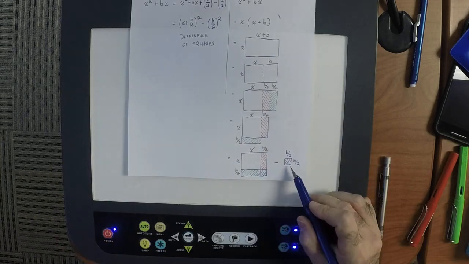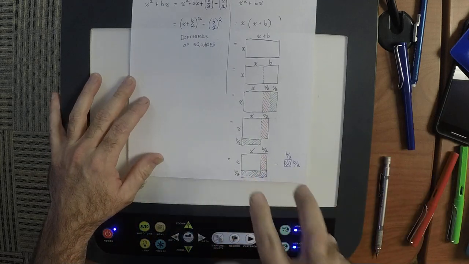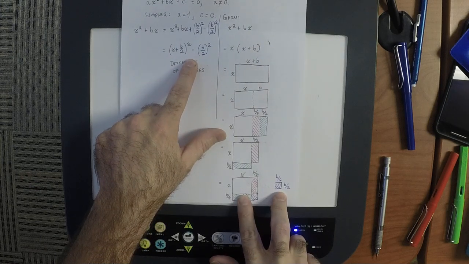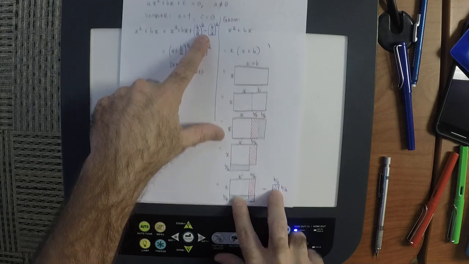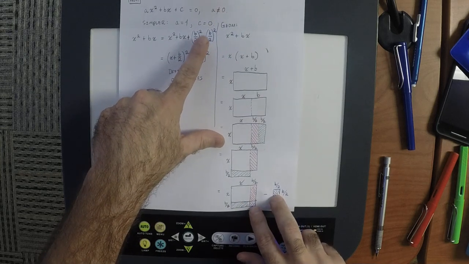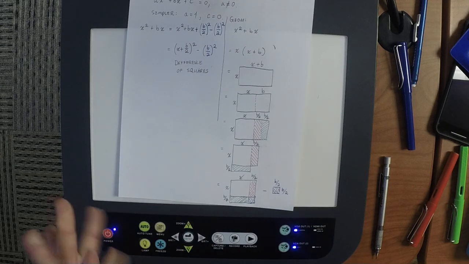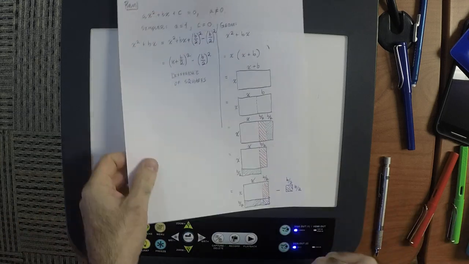What's the area of this? B over 2 squared, right? It's b over 2 squared. So you're telling me that in the end we have the difference of squares? So can you see it? I even took the time to write these in blue and these in blue. Can you see it? Those are in blue, these are in blue. Lovely, huh? So this is why it's called completing the square. It's not just some name that people just pulled out of the air.